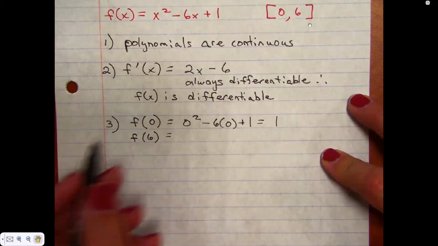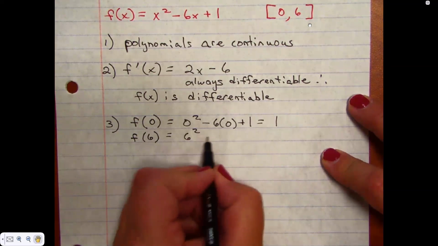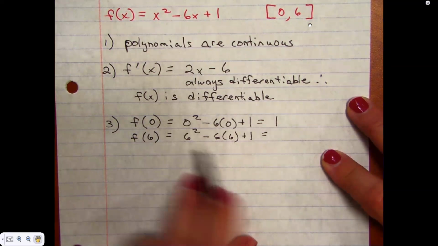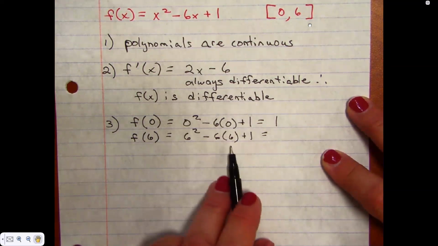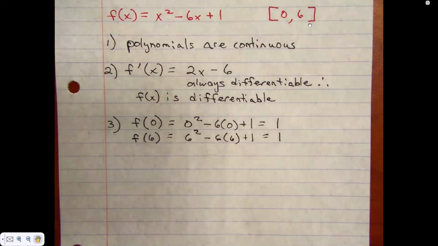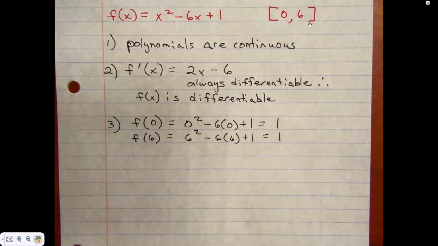F of 6, so that you might, I don't know, do you need a calculator? 6 squared minus 6 times 6 plus 1. This would give you 36, and this would give you minus 36. So that takes you to 0 and then plus 1. So you want to show that they are the same. F of A and F of B are the same. So they are the same height.